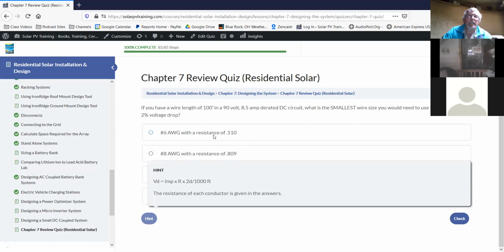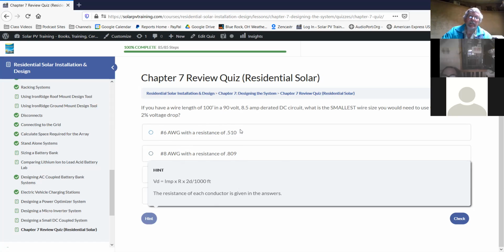It says a number 6 gauge with resistance of 0.51, and so on. So what you could do is start right at the first one, plug in 8.5 times 0.51 times 100 times 2, so 200 divided by 1,000, or 0.2. Then you're going to find that you get a number. You divide that by 90 volts to find out if it's less than or greater than 2%. You're going to find that it's less than 2%.